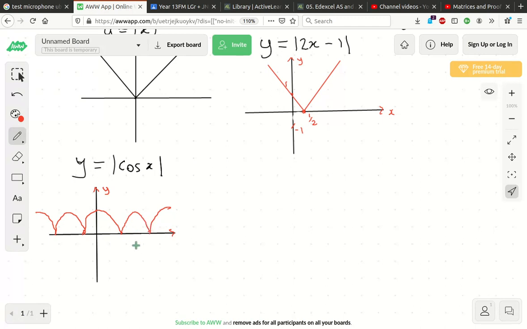Now do make sure you've got all your intercepts on. I think that happens at pi over 2. That will be at 3 pi over 2. That will happen at minus pi over 2 and minus 3 pi over 2. And it goes as high as 1 because it's cos x. And there we go. We've got y equals modulus of cos x.